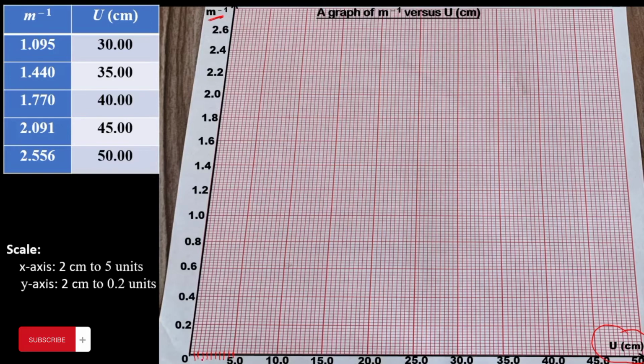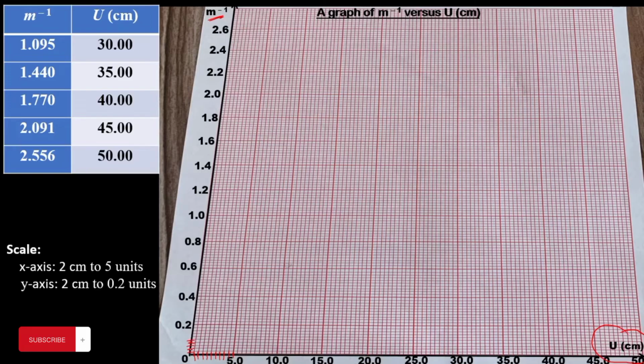We wouldn't write that as a scale, but we must know it when we are finding our points on the graph. Now, let us go to the vertical axis. What will each small box stand for? Again, there are 10 small boxes between 0 and 0.2 here. It implies that each small box is 0.2 divided by 10, and that gives us 0.02. So this is 0.02, 0.04, 0.06, 0.08, 0.10.